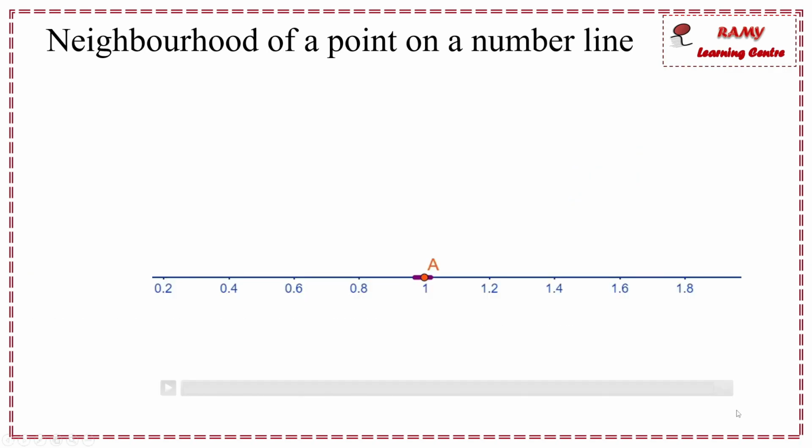What is the neighborhood of a point on the number line? The neighborhood of a point A on the number line is a set of points that lie very close to A along the line. They actually cover an interval, and the length of this interval is a very small number.